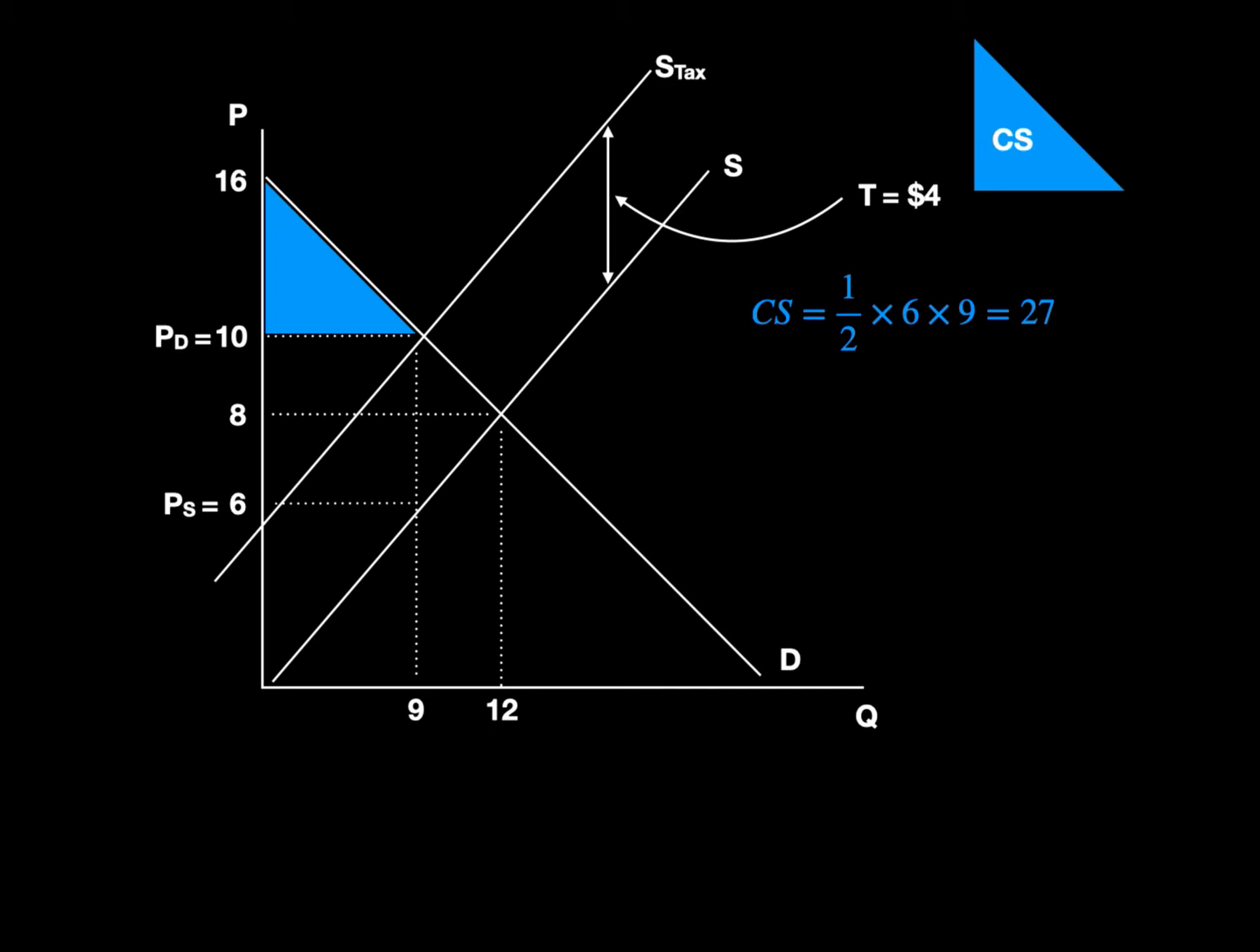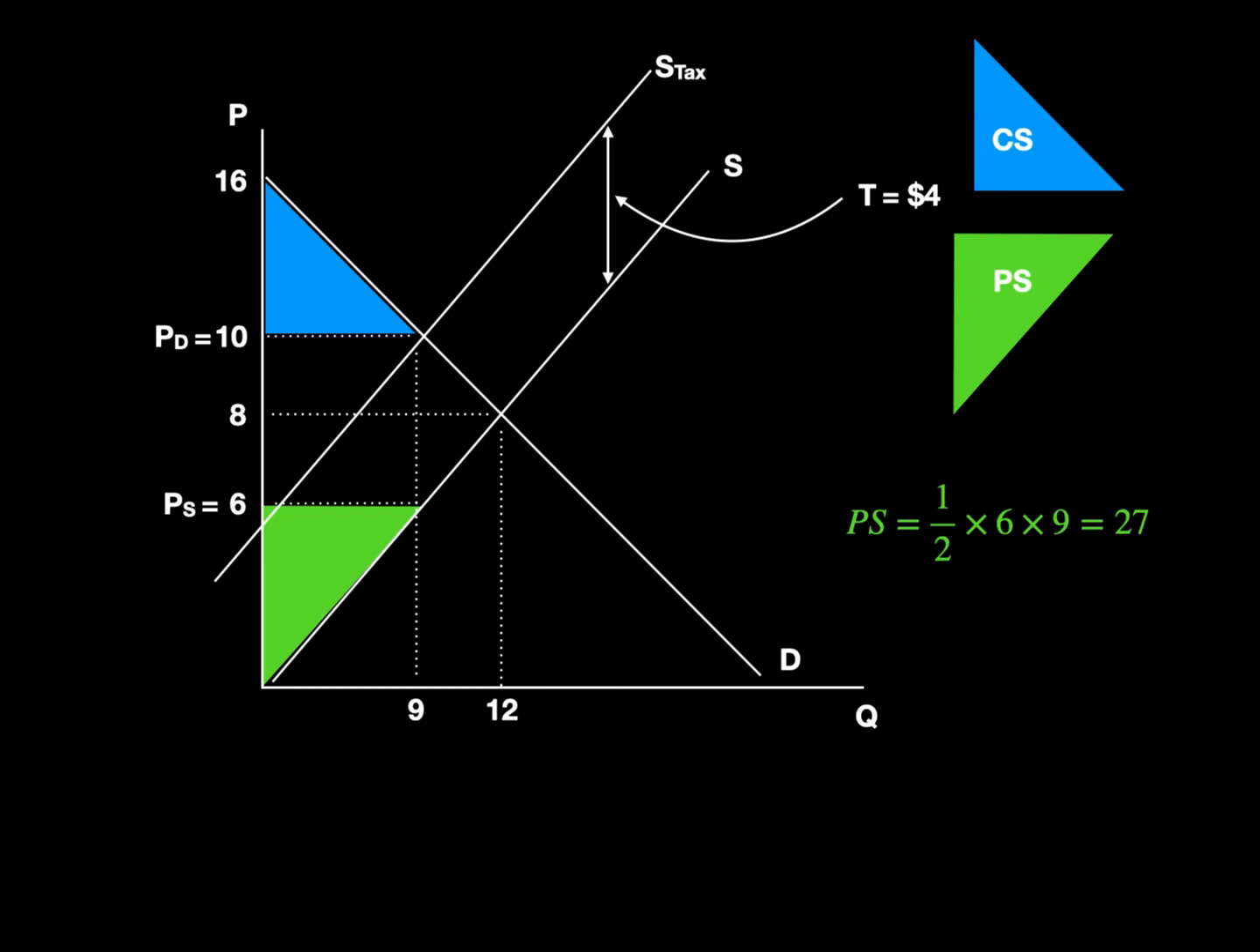What is producer surplus? Producer surplus is the area below the price that producers receive after tax and above the supply curve. This is also $27. What is the total amount of tax revenue collected by the government?